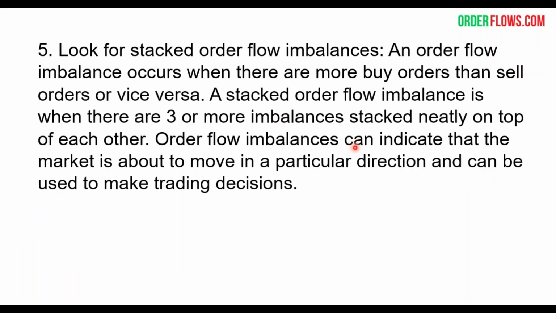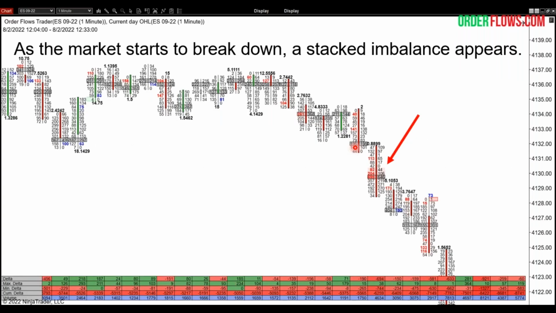Now, stacked imbalances, right? Look for stacked order flow imbalances. An order flow imbalance occurs when there are more buyers, more buy orders than sell orders, and vice versa. A stacked order imbalance is when there are 3 or more imbalances stacked neatly on top of each other. Now, order flow imbalances indicate that the market is about to move in a particular direction and can be used to make trading decisions.